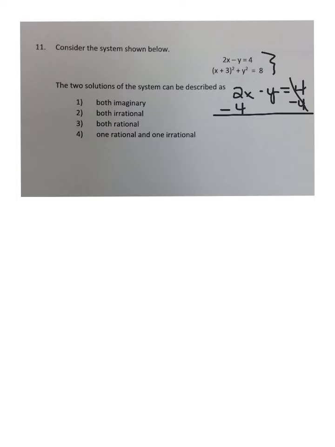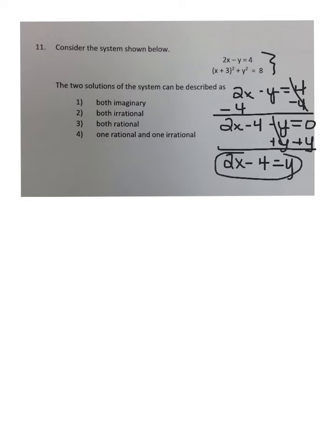Let me rewrite this: 2x minus 4, and then I have minus y equals 0. Then I'm going to add y and add y. You should be taking notes in your notes packet. So that's going to give me 2x minus 4 equals y. Now I'm going to take this value right here and plug that right into the second equation where I see the y.